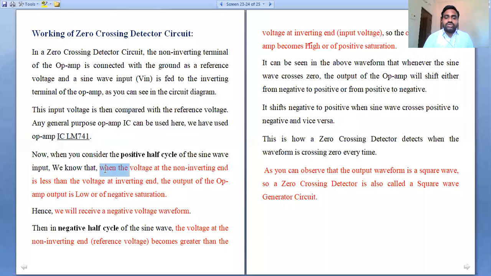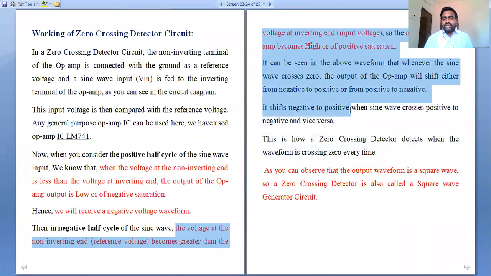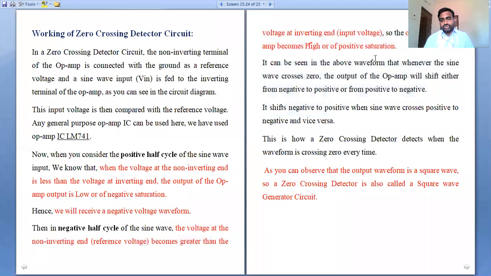At the positive half cycle, the voltage at the non-inverting end is less than the inverting end. That's why the output is negative saturation. At the negative half cycle, the reference voltage is greater than the input voltage. That's why we are having positive saturation. It is a vice versa condition.